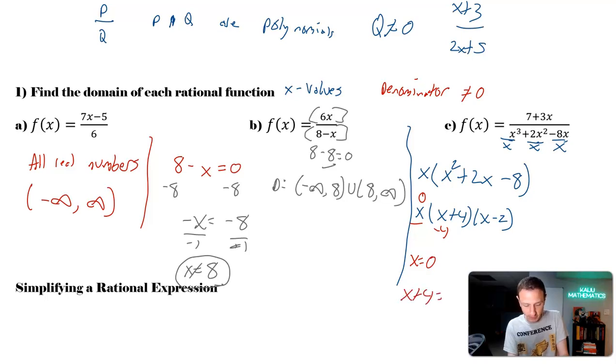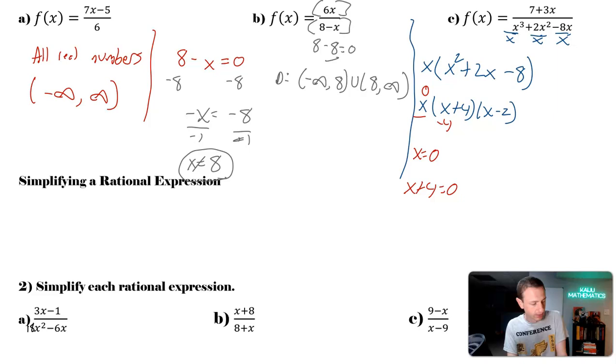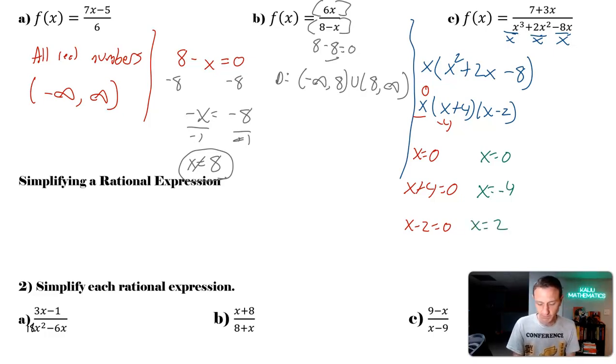And you can do this mentally too. X plus 4 equal to 0, x minus 2 equal to 0. You don't necessarily have to write it all out because you could do some of that mentally. So then we have x equal to 0, x equal to -4, and x equal to 2. So x cannot equal 0, x cannot equal -4, and x cannot equal 2.